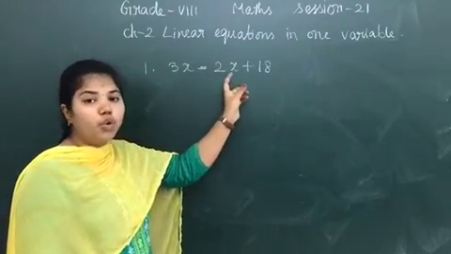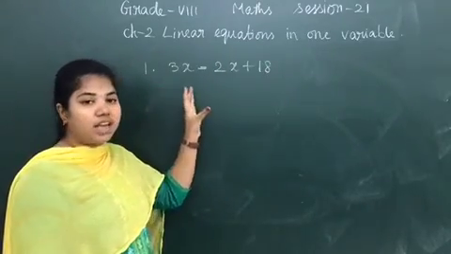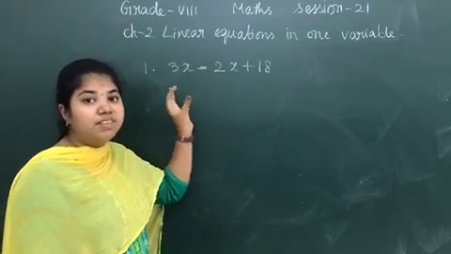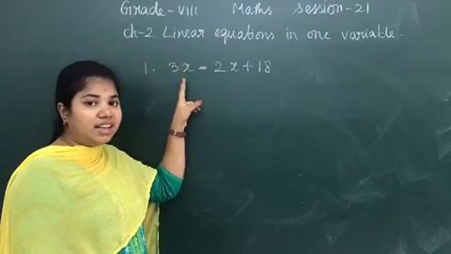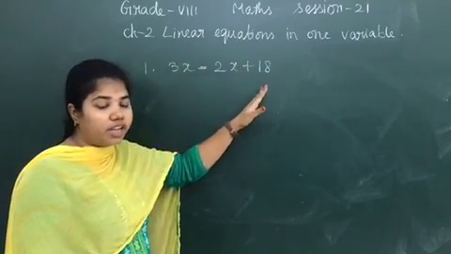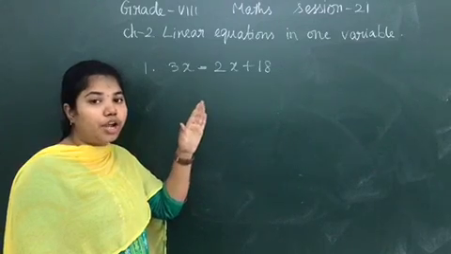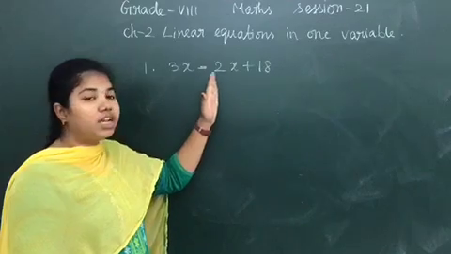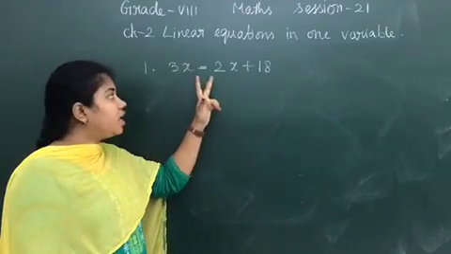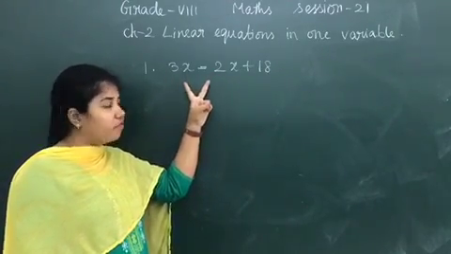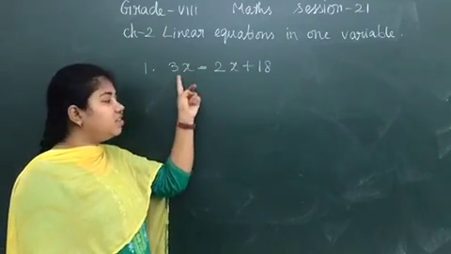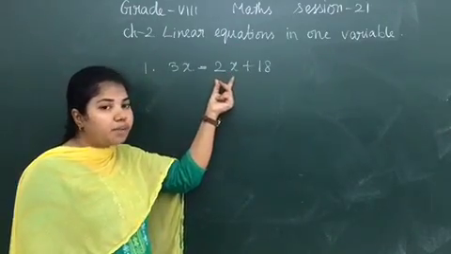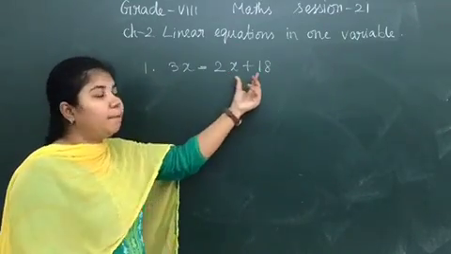3x is equal to 2x plus 18. So my variable represented in this sum is x and I am having 3x in my LHS and 2x in my RHS. I told you in the previous session you are going to take all the variables to one side of the equation and all the numbers to the other side. So here I have variables on both sides and only one number. That is, in LHS I have 3x, in RHS I have 2x plus 18. So let me bring the variables to one side and the number to the other side.